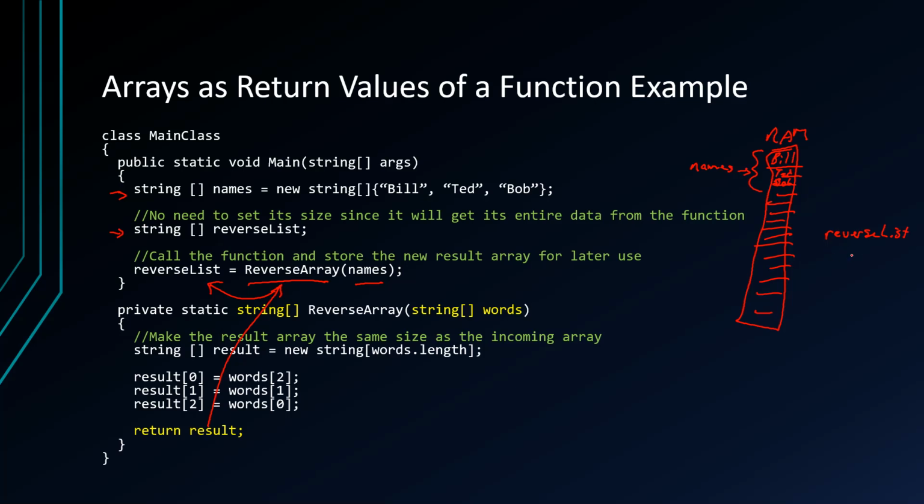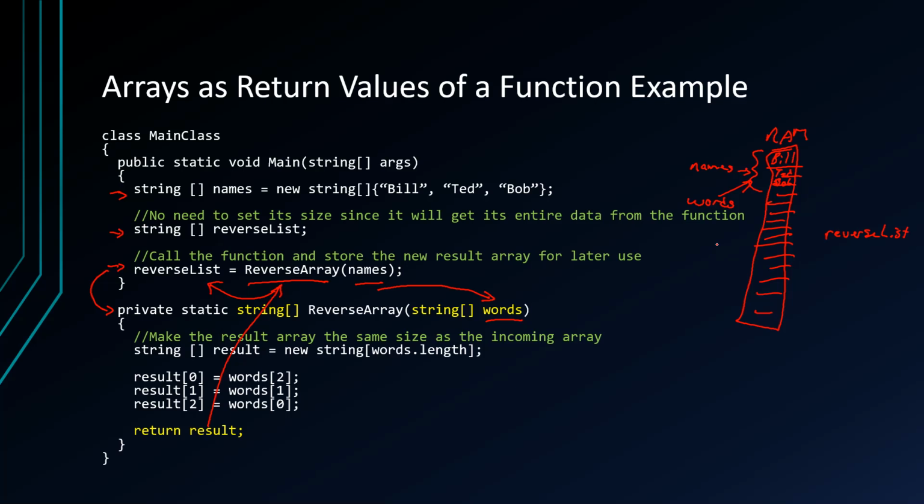So we've basically just created an identifier. It's not pointing to any memory. Okay, let's figure out what happens next. So then it gets down to this line here and immediately jumps down to the signature line of our reverse array. So it creates a new parameter called words. Where does words point? Well, we copied the names into words, so words points to the same place that names points.